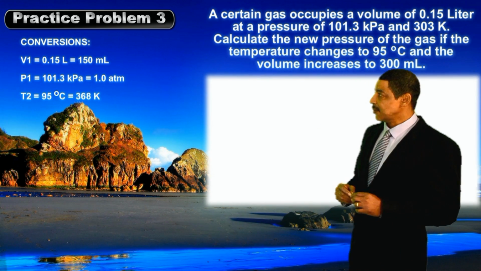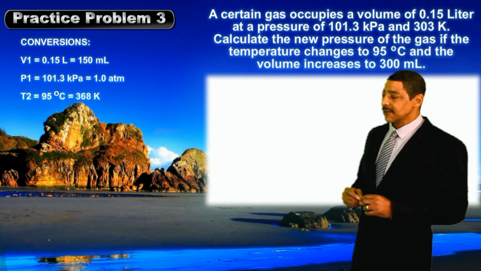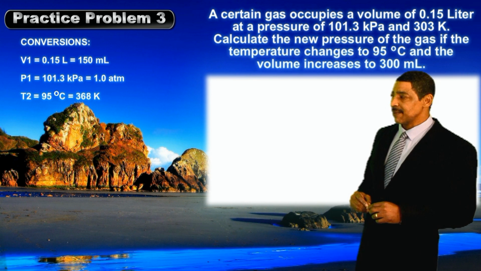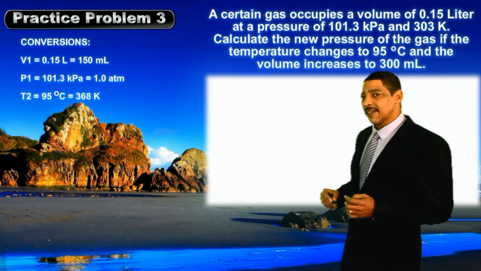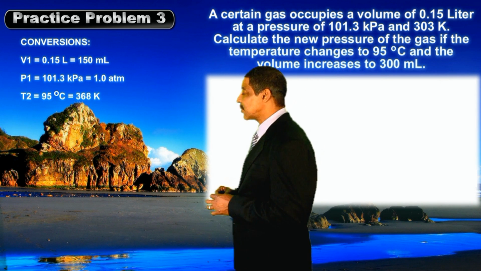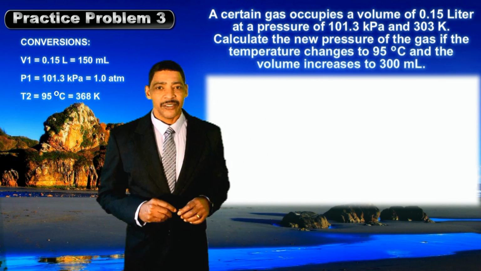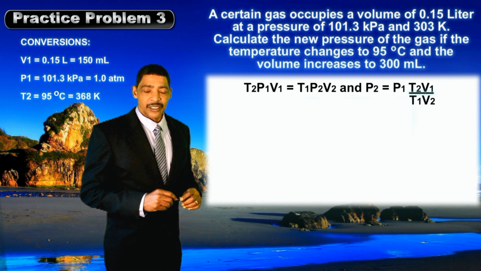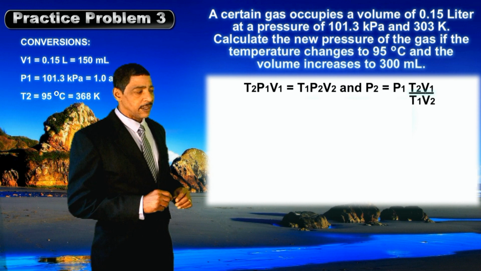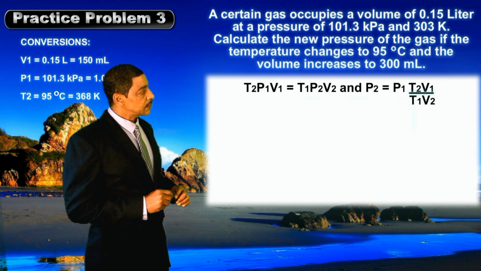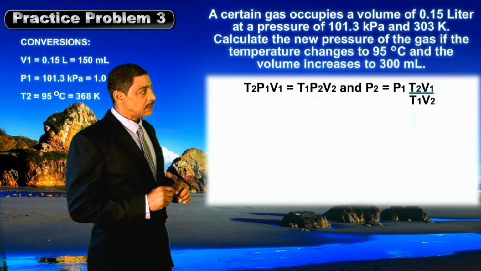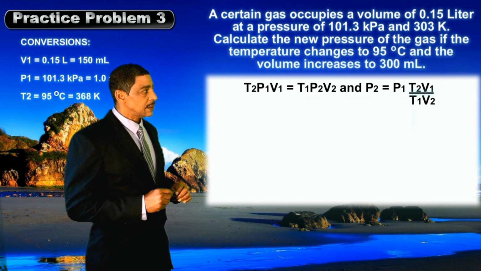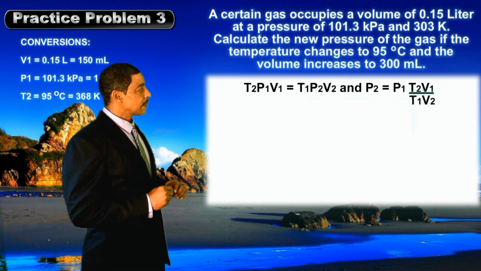0.15 liter is equal to 150 milliliters. 101.3 kPa is equal to 1 atmosphere, and 95 degrees Celsius is equal to 368 K. Now we rearrange the combined gas law to solve for P2. P2 is equal to P1 times T2 times V1 divided by T1 times V2.